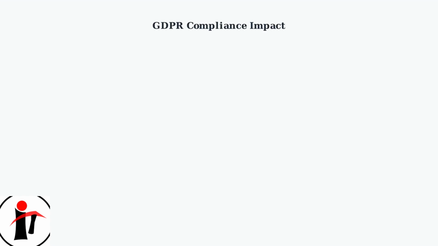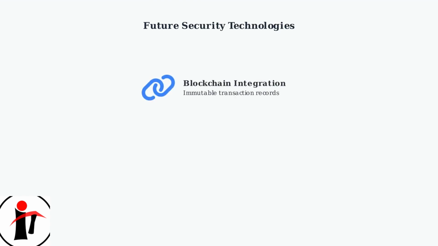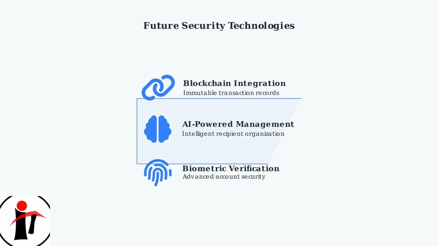In 2024, MoneyGram implemented comprehensive data management following GDPR requirements. This led to a 40% increase in user-initiated recipient deletions and significantly improved user trust scores. MoneyGram is exploring future technologies, including blockchain for secure transaction histories and artificial intelligence for intelligent recipient management, ensuring both security and user convenience.